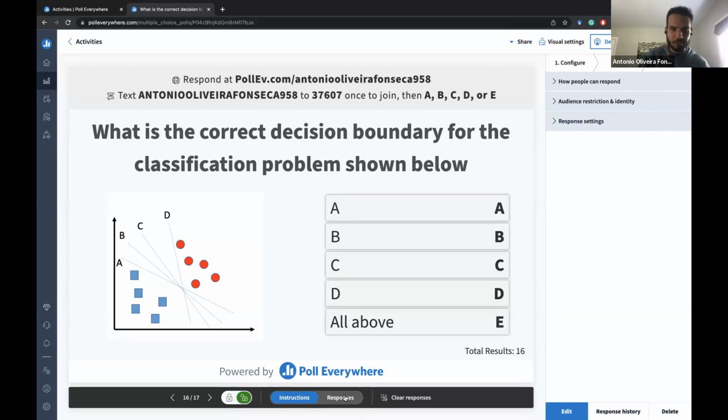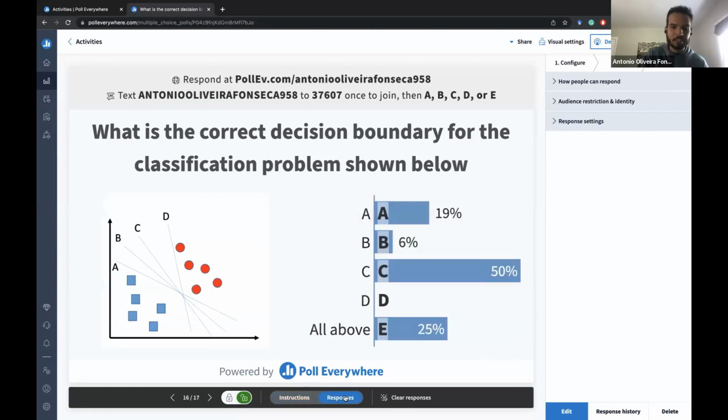Okay, so again, what's the question? Because the question matters a lot. What's the correct decision boundary for the classification problem shown below? The majority believes it's C. Could someone who voted C please tell me why you think it's C?